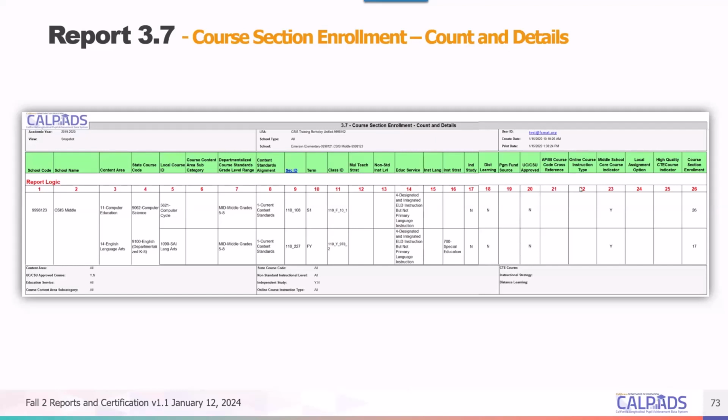What if the student's taking an independent study algebra class or an online algebra class? Or if the algebra class is taught by multiple teachers, those are course section specific details that are shown in report 3.7.